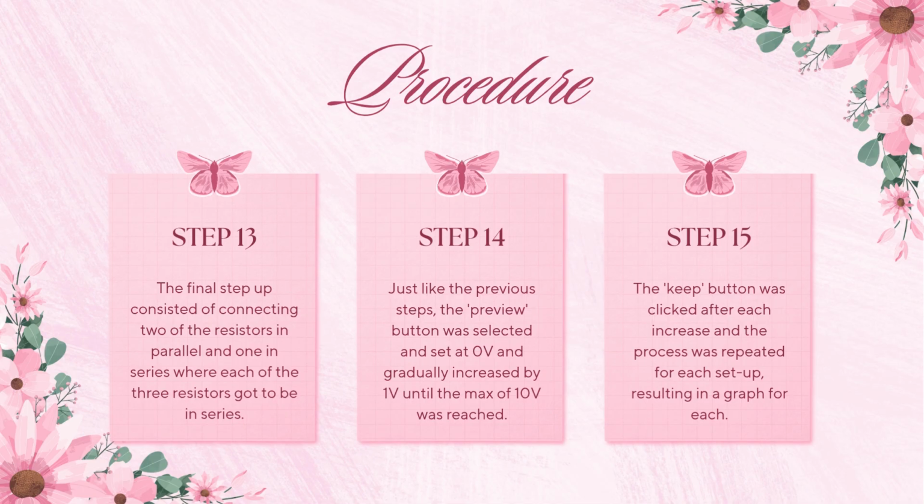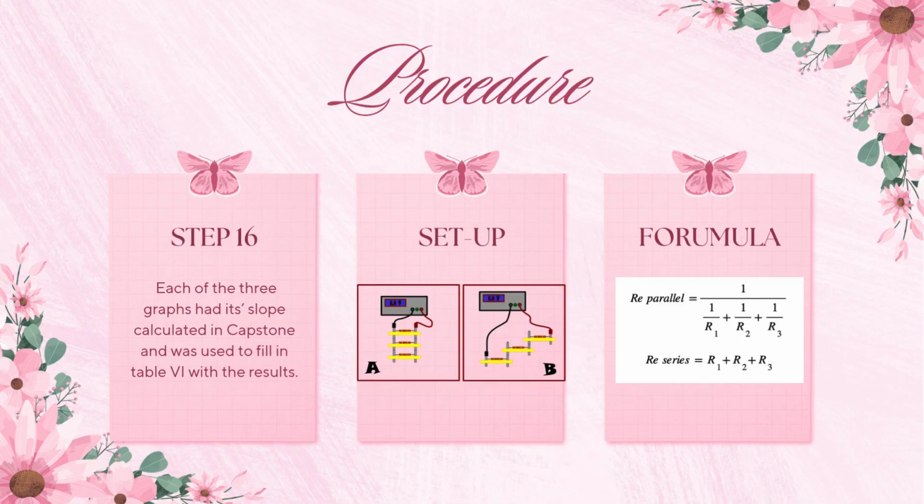The final step consisted of connecting two of the resistors in parallel and one in series, so that all three resistors ended up in series. Just like the previous steps, the preview button was selected and set at 0V and increased by 1V until it reached 10V. The keep button was clicked after each increase and the process was repeated for each setup, giving us a graph for each. Each of the three graphs had its slope calculated in Capstone and was used to fill in table 6 with the results.